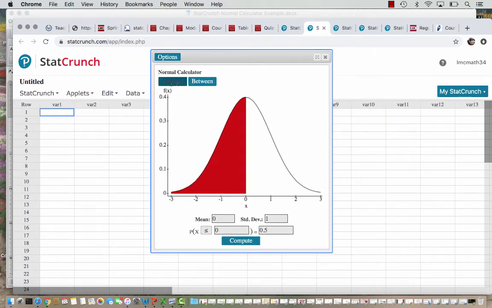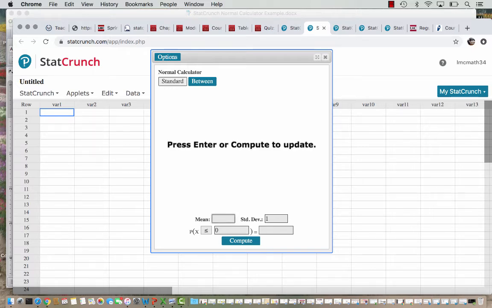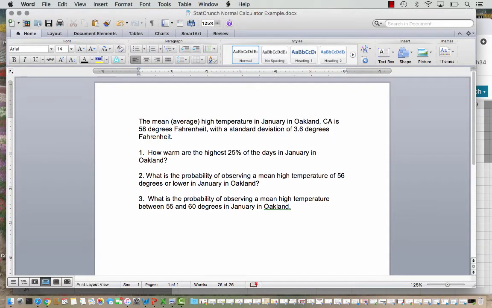Notice I'm on standard here, and so I've got 0 here as my default mean, and then the default standard deviation is 1. We want to change these numbers to match the scenario in our weather question for January in Oakland. So we're going to go ahead and change the mean to be 58, and we'll change the standard deviation to be 3.6.